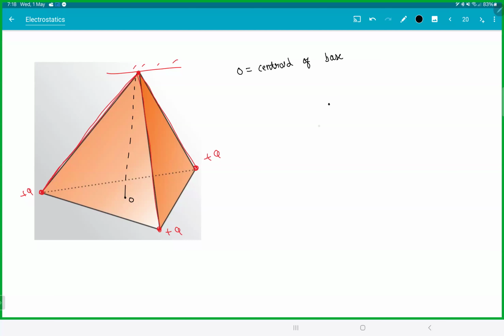Meaning, if you give me three charges, the best way to keep them is an equilateral triangle for the minimum potential energy. If you give me infinite particles, the least potential energy is when they form a sphere.